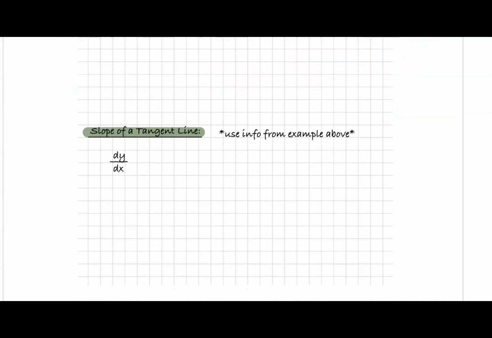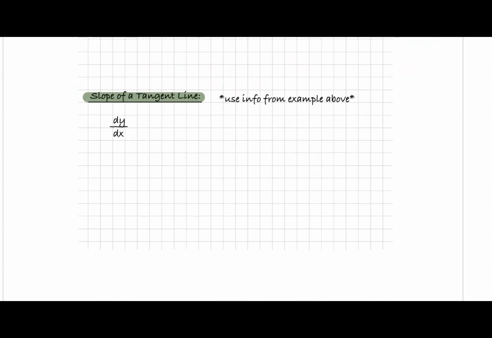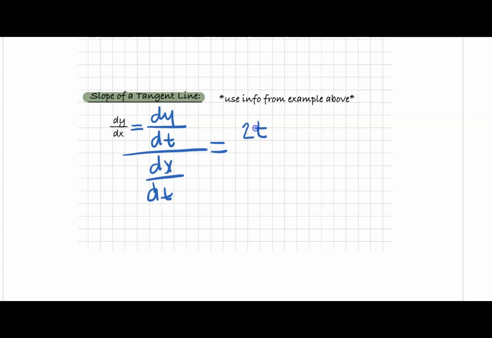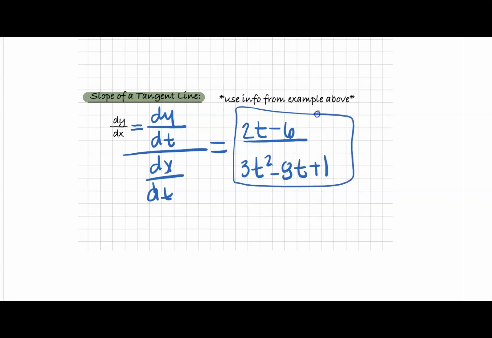So if I'm looking at the slope of a tangent line from those parametric equations, I'm going to use my information from above. And we just said that this is equal to dy dt over dx dt. And so this is going to be equal to my equation for dy dt, which I just corrected, which is 2t minus 6, all over my equation for dx dt, which is 3t squared minus 8t plus 1. Now I can't simplify this any, so I'm just going to leave it as is. And so this is the slope for any given point of a situation similar to the one we just saw in the example, as something is moving along or falling off a cliff, etc.